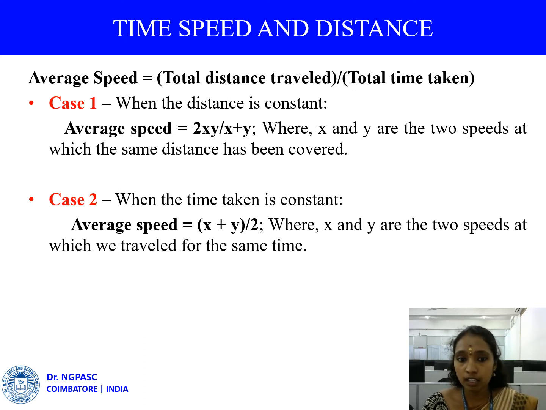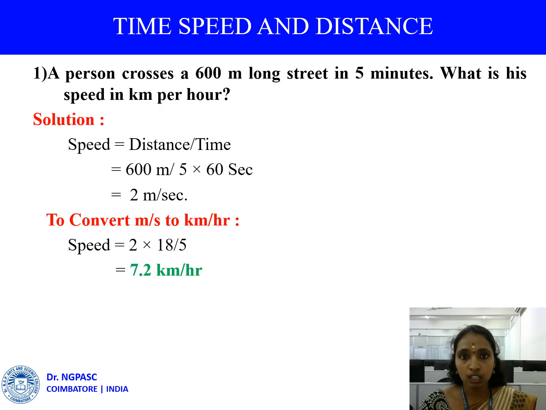How do we calculate the average speed? We calculate the average speed as x plus y divided by 2. That is 20 plus 30 divided by 2. So 50 divided by 2 is 25 kilometer per hour, which is the average speed. So this is the second case in calculating the average speed. So next, time, speed and distance based problems.